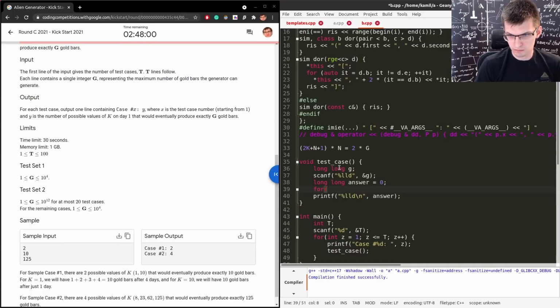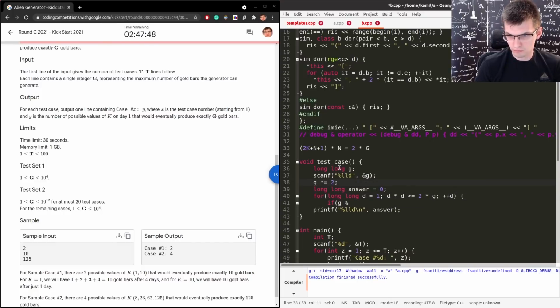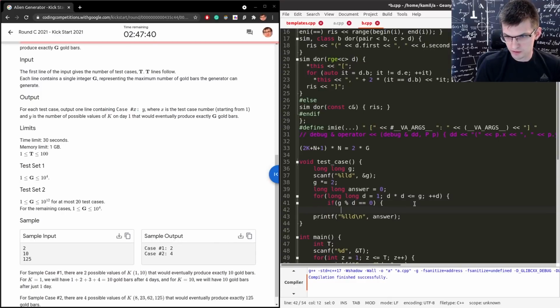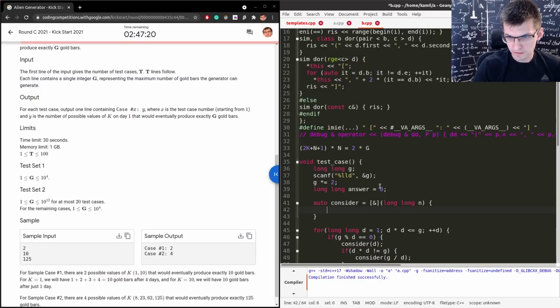Boom, boom, boom. G is doubled already. Now if this is divisible, then let's say consider, if this is not a perfect square, then also consider the other guy. Now what will consider do? I need to use this formula.